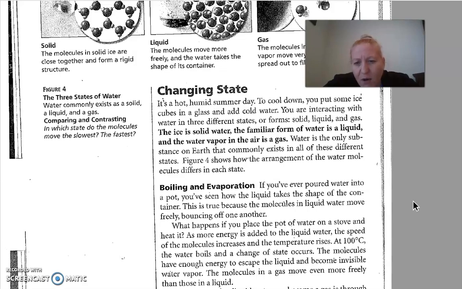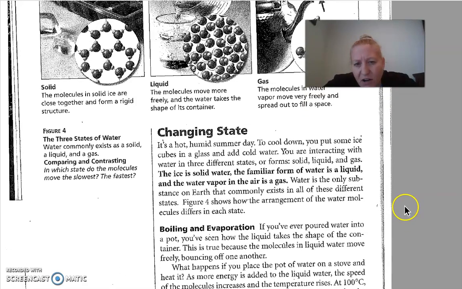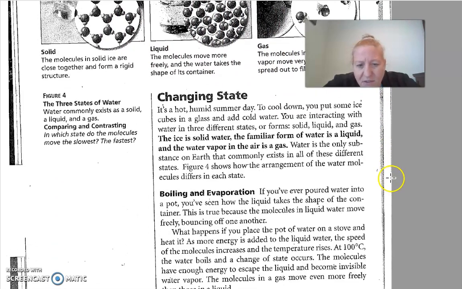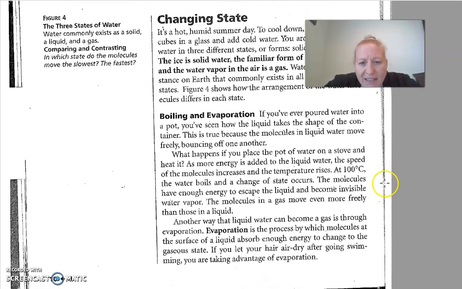Figure 4 shows how the arrangement of water molecules is different in different states. You can look at them in solid and liquid, where they're closer together, and see the little bonds in between in the solid, where liquid is kind of moving around and vibrating, and in gas they're further away.